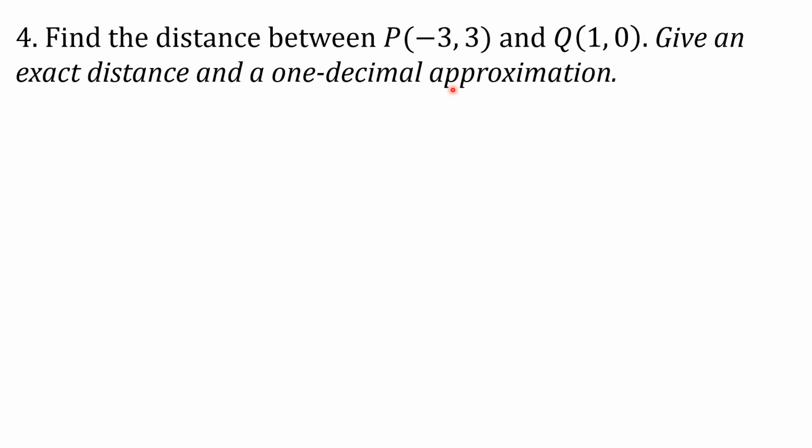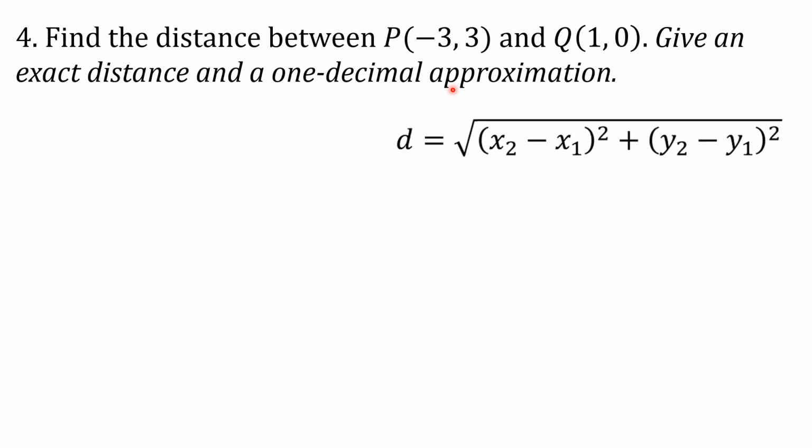All right, so here is our distance formula. Distance equals the square root of x2 minus x1 squared plus y2 minus y1 squared. Let's label our points: x1, y1, x2, y2. Now we're just plugging them in.